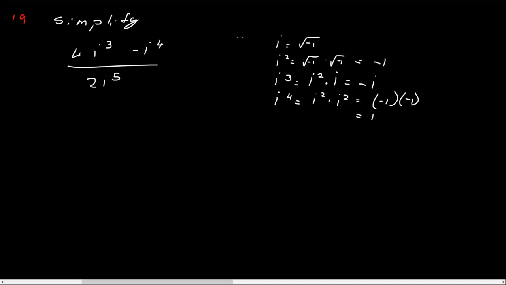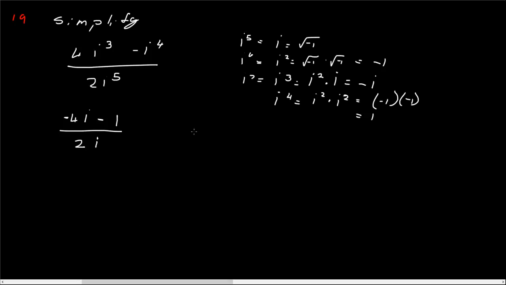And thereafter it repeats. So i to the 5 is equal to i, i to the 6 is going to be equal to i squared, i to the 7 is i cubed, and so on. So now that we know that, let's do this. So we start simplifying. 4i cubed, well, we know i cubed is just negative i, so that becomes negative 4i minus i to the 4 is 1 over 2 times i to the 5 is i. Okay, so now we know that.